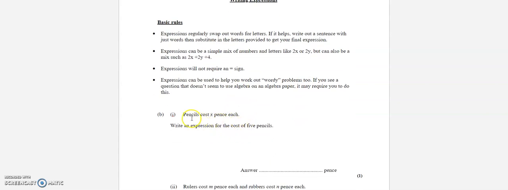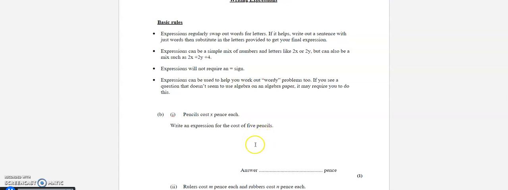This first one here is: pencils cost X pence each. We don't know the value, so we don't know how much they cost, so we're just giving it an X for now. All it's asking is to write an expression for the cost of 5 pencils. If a pencil costs X pence, 5 pencils must cost 5 times as much.